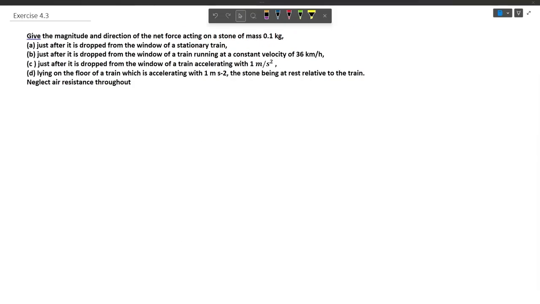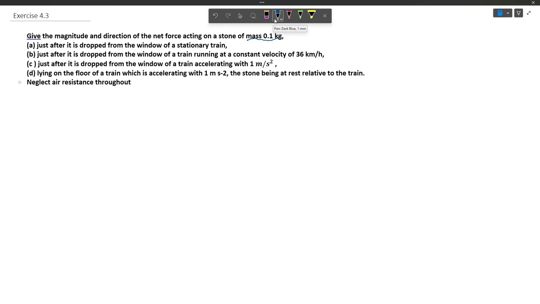The question says: give the magnitude, direction and net force acting on a stone of mass 0.1 kilogram just after it is dropped from a window of a stationary train. The second is just after it is dropped from a window of a running train at a constant velocity. The third is just after it is dropped from a window of a train accelerating with 1 meter per second square. And the fourth is lying on the floor of a train which is accelerating with 1 meter per second square, the stone being at rest relative to the train. We have to neglect air resistance throughout.